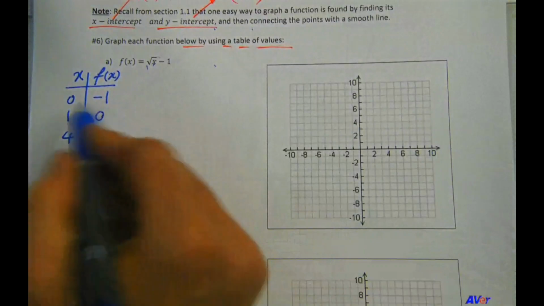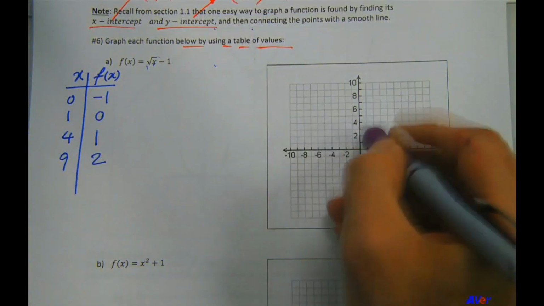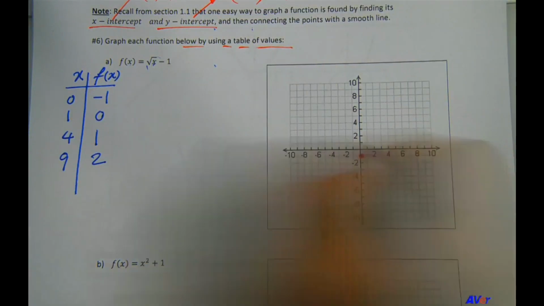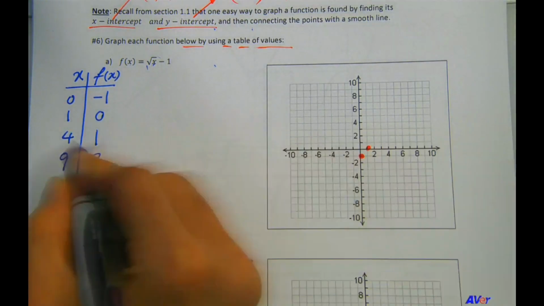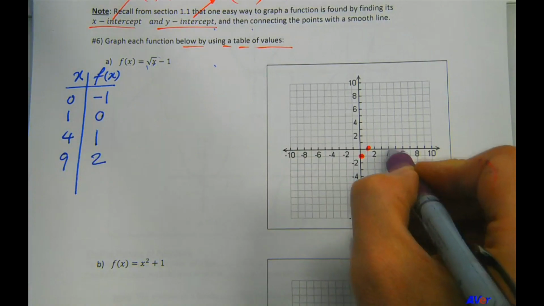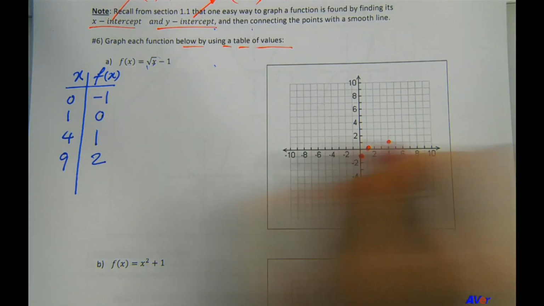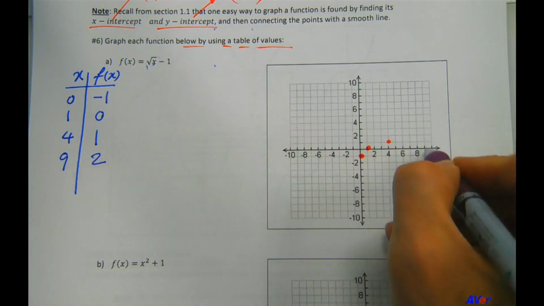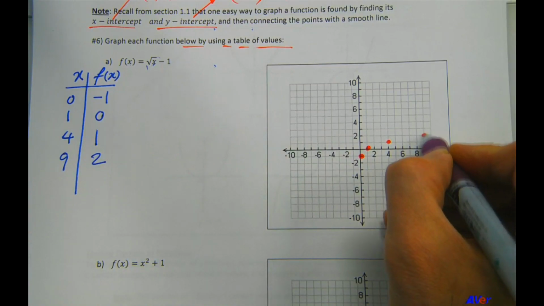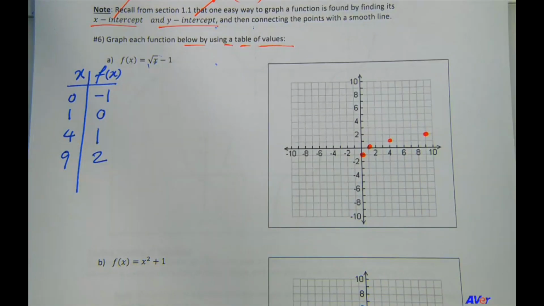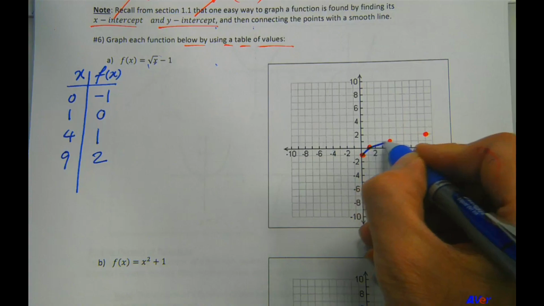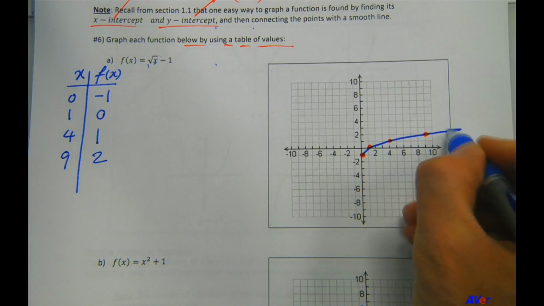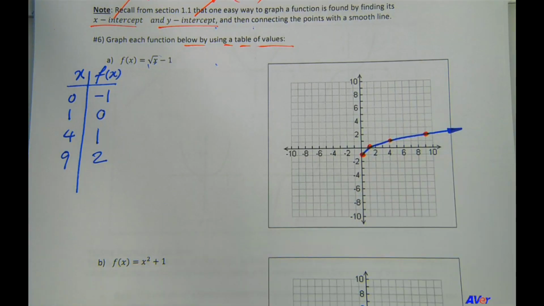So let's plot it. 0 comma negative 1 is here. 1 comma 0 is here. 4 comma 1 is here. 9 comma 2 is here. You can already see the curve, right? It's not a straight line. It's a curve. It should be because we have a square root here. So let me draw it as best as I can, like that. Okay? It's a curve like that.